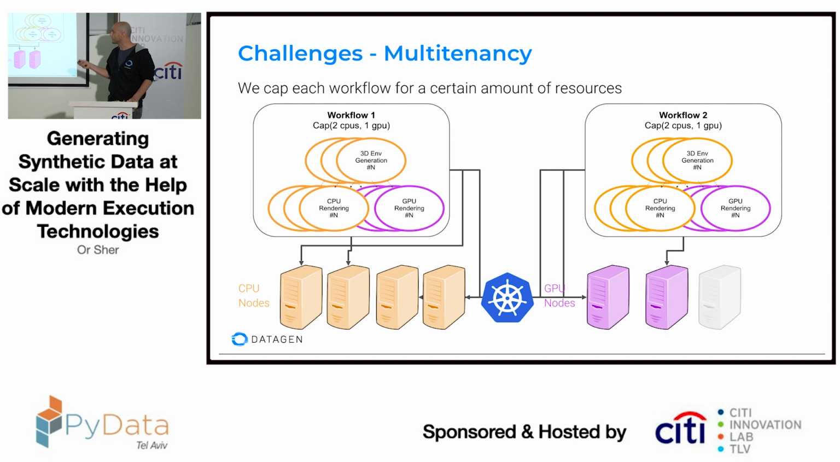So in this specific example, you can see two customers' workflows. Each of them is capped with only 2 CPU tasks they can send for execution at one time, and 1 GPU task at one time. But of course, these are small numbers. In reality, we're talking about much larger numbers, overall thousands of instances altogether.